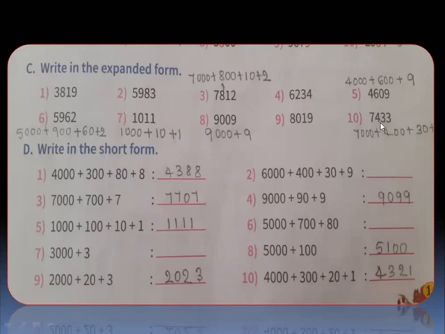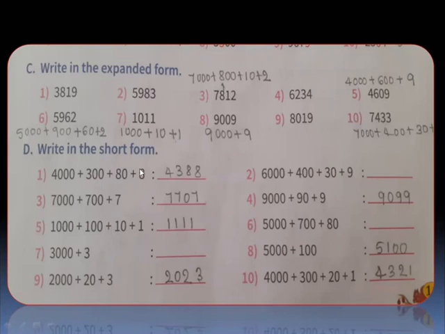Next, tenth one, 7433. 7000 plus 400 plus 30 plus 3. Okay, here 3 is there. 7000 plus 400 plus 30 plus 3. Okay, these are the expanded forms.